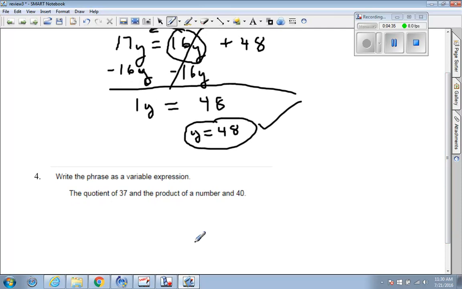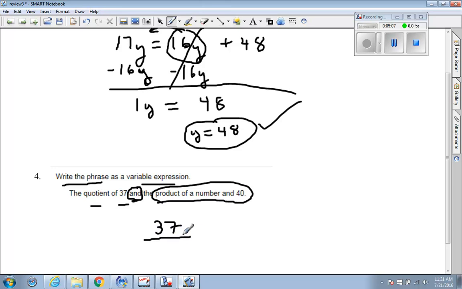Let's try the next one. Write the phrase, always look at the command, write the phrase as a variable expression. That really means translate. So the quotient, we know is a keyword for division, of 37 and the product of a number and 40. Well, first I'm going to, when you say the quotient of something and something else, focus on the word and. Because whatever comes before the and is in your numerator. Aha. And whatever comes after the word and is in your denominator of your quotient. So the quotient of 37 and something else.